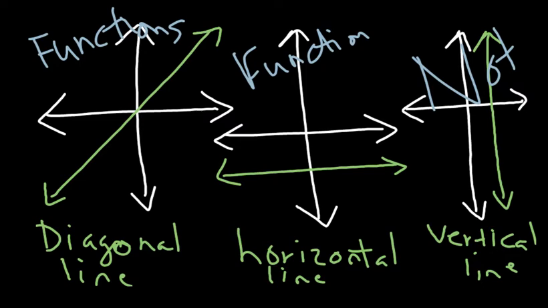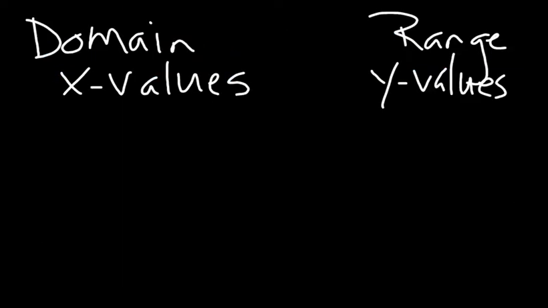Let's go back. So, diagonal lines, linear functions, yes. Horizontal lines, linear functions, yes. Vertical lines, no. Not a linear function, just a linear equation. In most linear functions, or in most linear equations, either one, the domain is all real numbers. You can use any number you want.